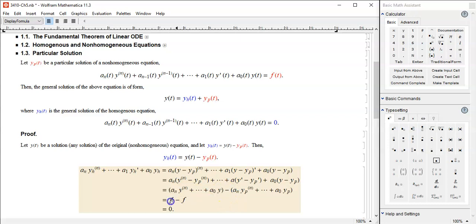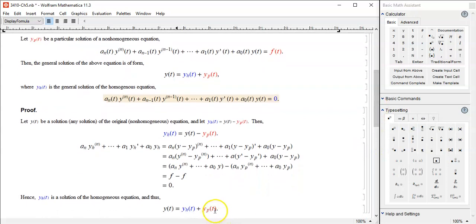This one is equal to f because we assumed it's a solution. And this one is also equal to f because it's the particular solution we started off with. So what do you get? f minus f is equal to 0. Conclusion: yh is a solution of the homogeneous equation. And if you do a bit of algebra, flip it over, y is yh plus yp. And the general solution of the non-homogeneous equation has this kind of form.